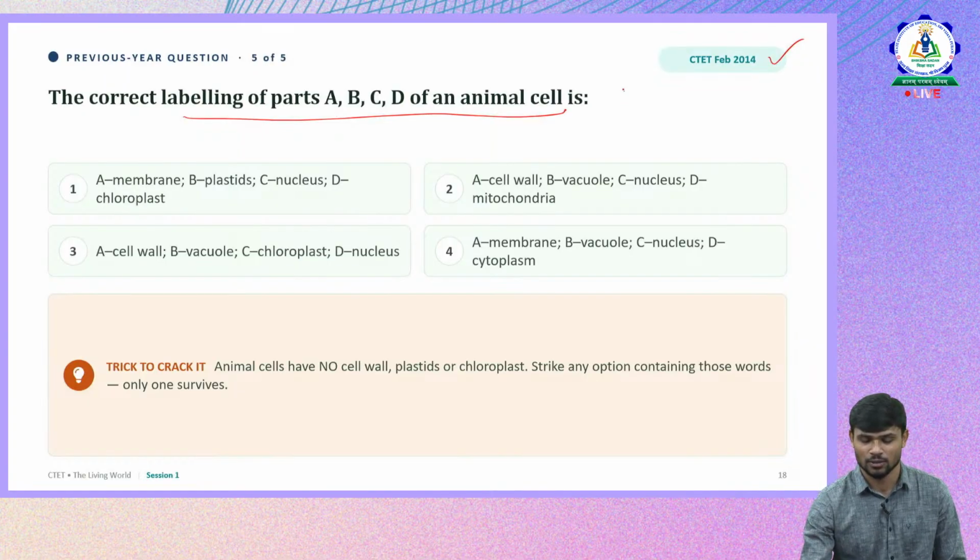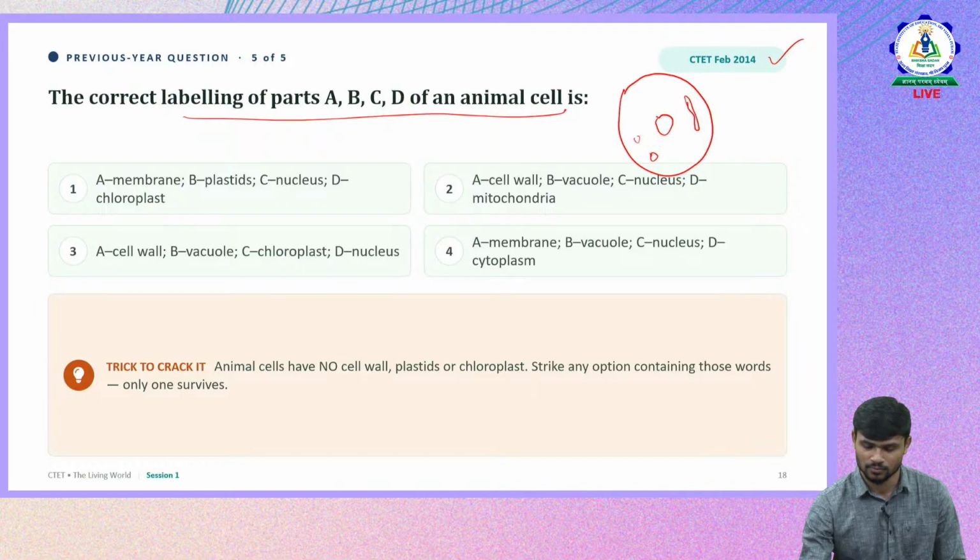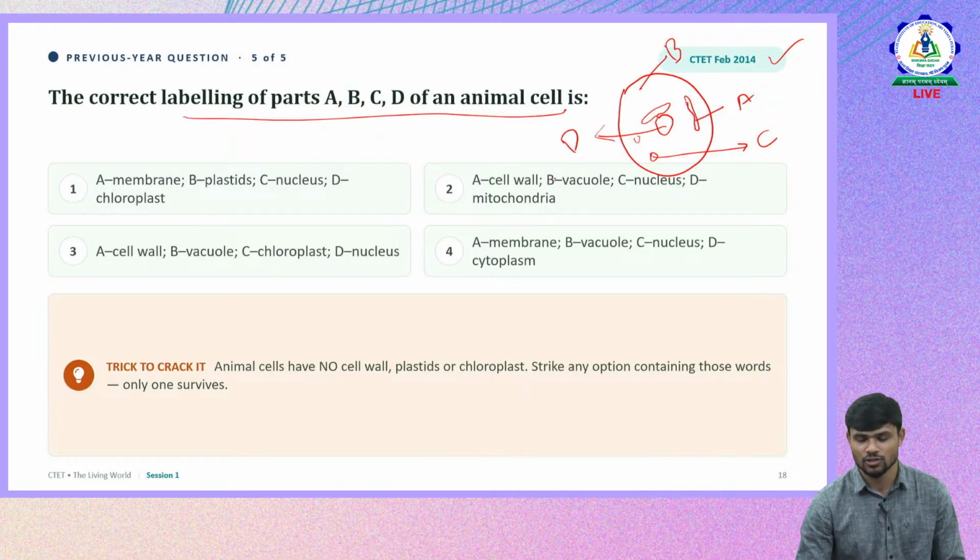Like for example, the question is asking, this is the cell, okay, this is the cell, and if this is a cell, they will be asking A, B, C, D. So this is how a cell will be.